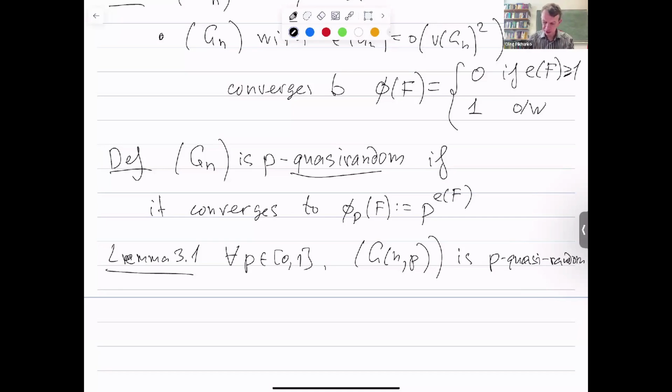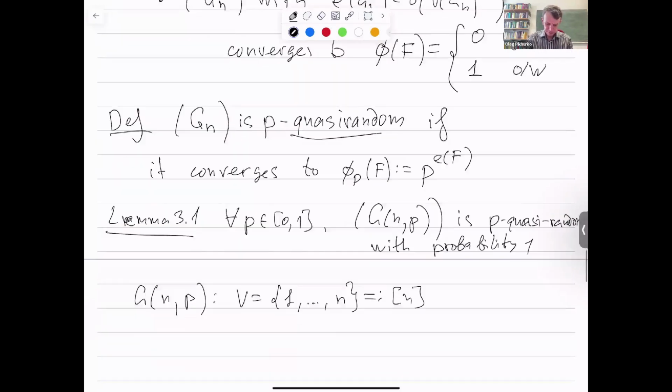Okay, so these are random graphs. This is some event which may happen or not, but this happens with probability 1. And what is G(n,p)? It has n vertices. The vertex set consists of integers 1 to n, and I'll denote such a set as [n].